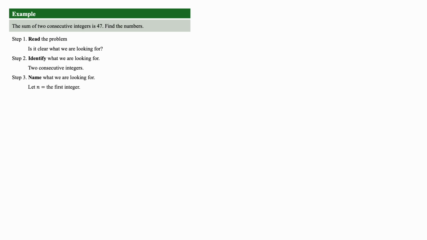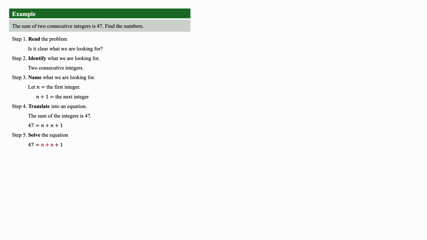Let n be the first integer, and then n plus 1 be the next integer, because we are finding 2 integers. Let's translate this into an equation. The sum of the integers is 47, which makes 47 equal to n plus n plus 1, because we have the n as the first integer and the n plus 1 as the next integer. Then let's solve the equation.